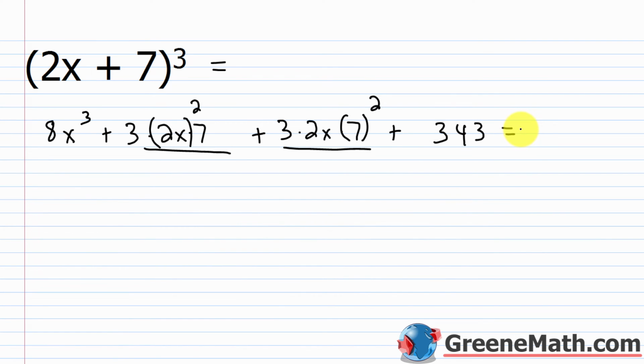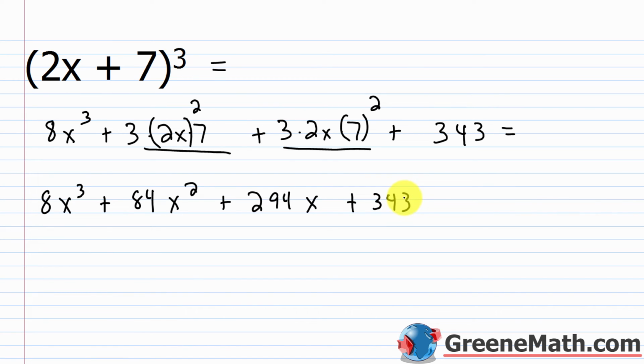All right. So 8x cubed, don't need to do anything with that. If I square 2x, I would have 4x squared. So I would have 3 times 4, which is 12, then times 7, which is 84. So let me put plus 84, and then you'd have x squared. Then plus, you'd have 3 times 2x times 7 squared. 7 squared is 49. So 3 times 2 is 6. 6 times 49 is 294. And then times x. And then plus 343. So that's your answer: 8x cubed plus 84x squared plus 294x plus 343.